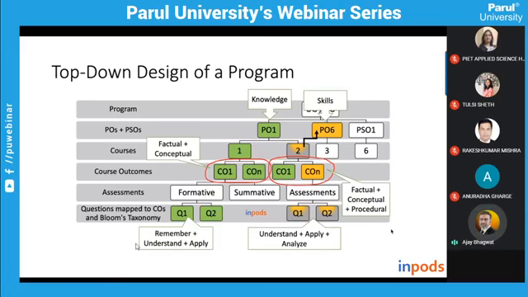In the case of course 1, it will be more towards remember and understand, less towards apply, because this is mainly covering the factual and conceptual knowledge. So that's the idea here. It may or may not be applicable to your programs, but this is what is expected when you are designing a program structure using outcomes-based education concepts.